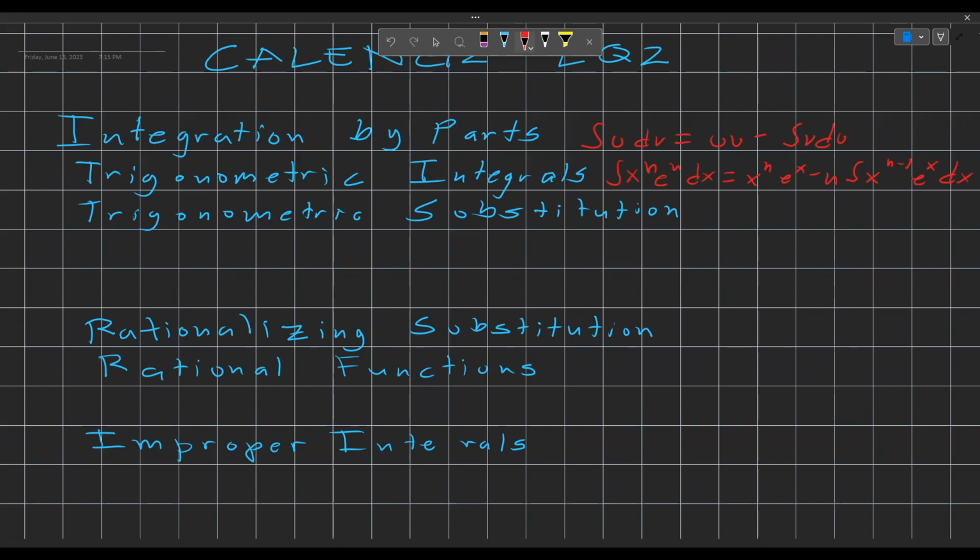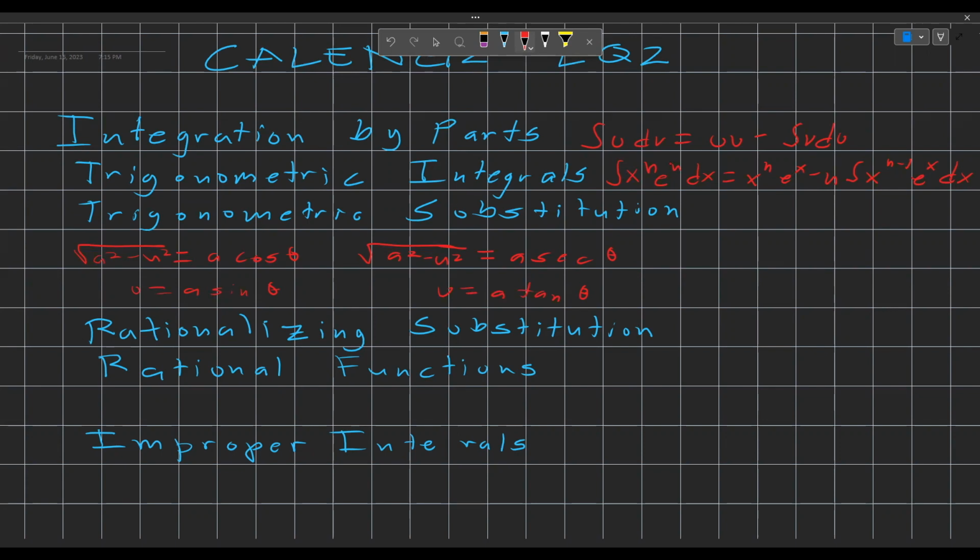Now, for trigonometric substitution, we have three cases. The first case is the square root of a squared minus u squared, which is equal to a cosine theta. For this case, we have u equal to a sine theta. For the second case, we have the square root of a squared plus u squared, which is equal to a secant theta, and the value of u here is equal to a tangent theta.